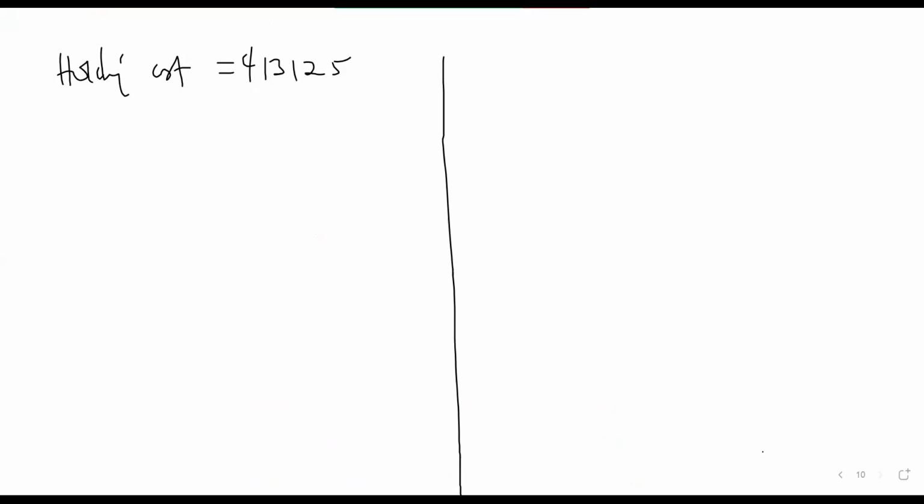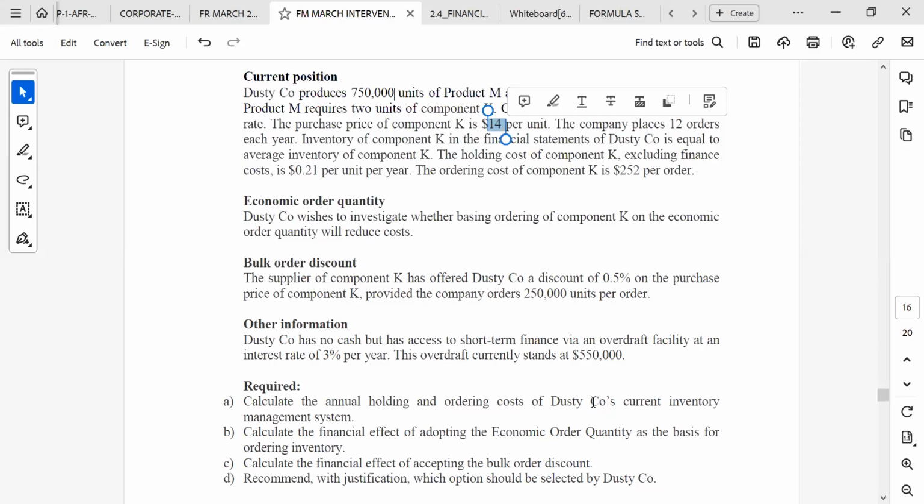So you should calculate the annual holding cost and ordering cost of that STICO current inventory management system. So that's what we are doing. But if they should ask you to do the total inventory cost based on the current position, then after calculating the holding and the ordering cost, you will now calculate for the purchase price. You'll be buying 1.5 and each unit is $14.